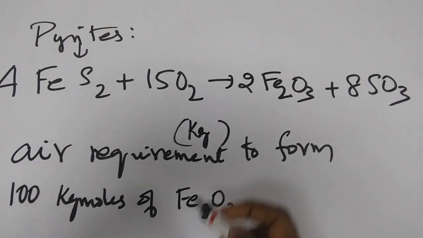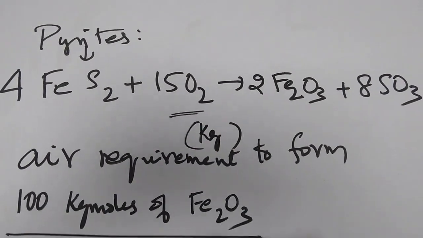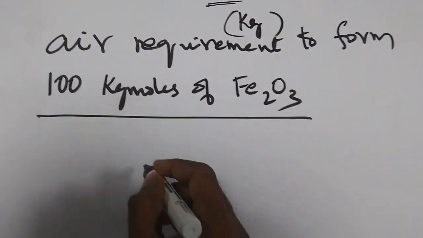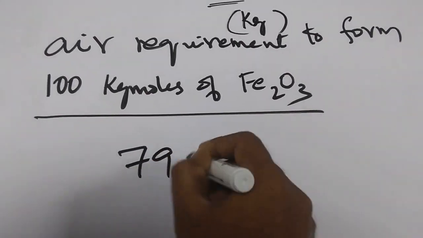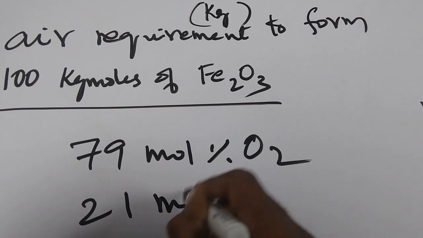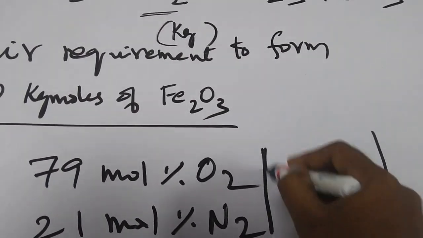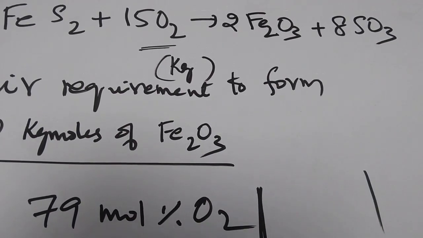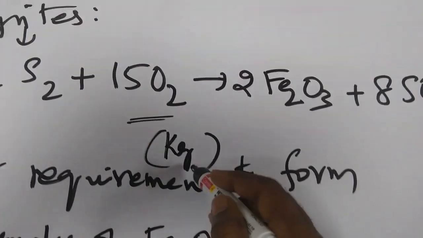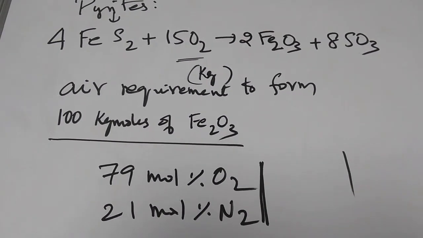Okay, so what is the theoretical oxygen requirement for 100 kg moles? We know the composition of air: 79 mole percent nitrogen, 21 mole percent oxygen. So we will find the kg moles of air required first, and then using the average molecular weight we will determine the mass of air required. Okay, so that's how you have to proceed. Please try it yourself.